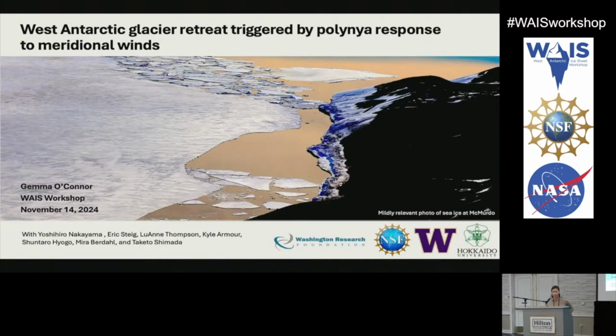Okay, hi everyone, I'm Gemma. I'm a postdoc at the University of Washington, and I'm happy to follow Peter and Julia's nice talks about the climate in the Amundsen Sea and connect that to the ice shelves by looking at the ocean. So I'm going to talk about how polynyas and meridional winds can provide an atmospheric explanation for the drivers of Western Arctic glacier retreat. And this is work that I've done in collaboration with several people, and I particularly want to thank Yoshi Nakayama, who played a huge role in this work.